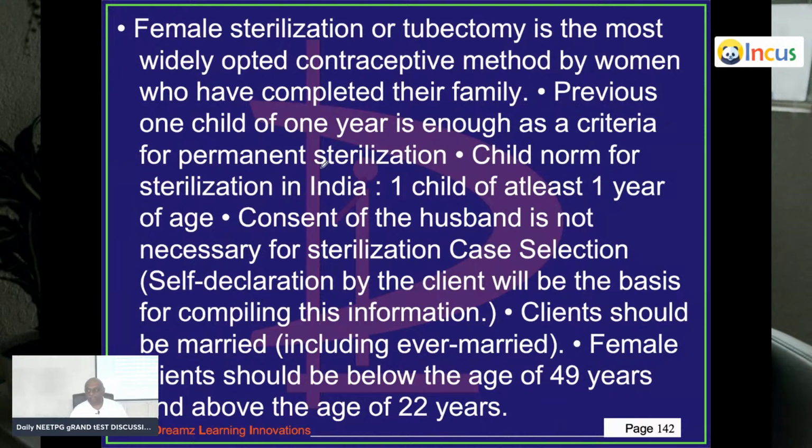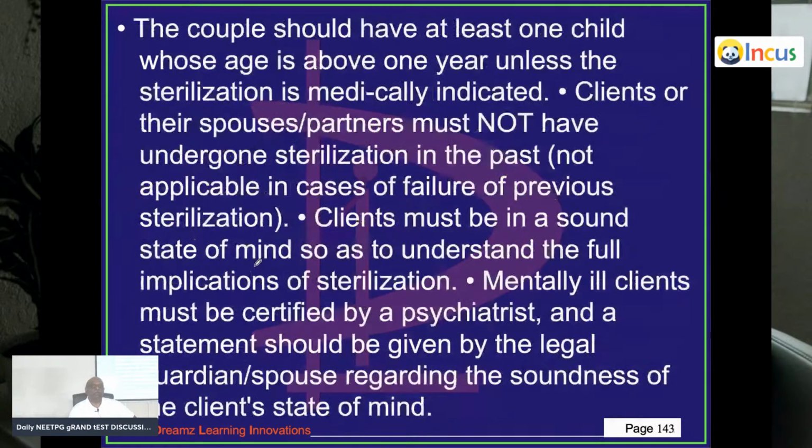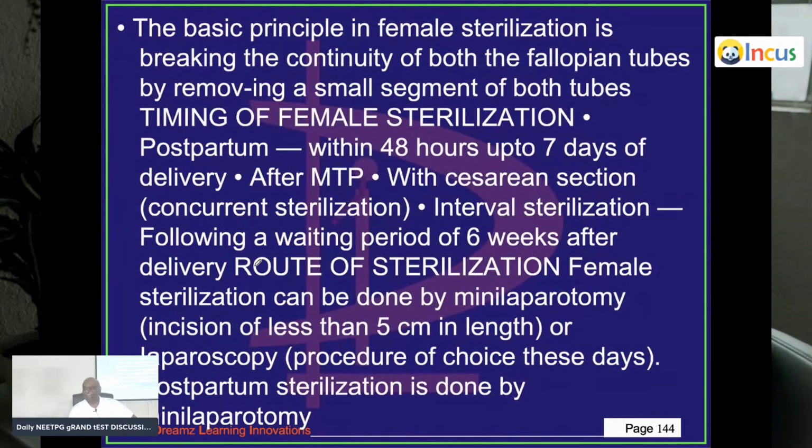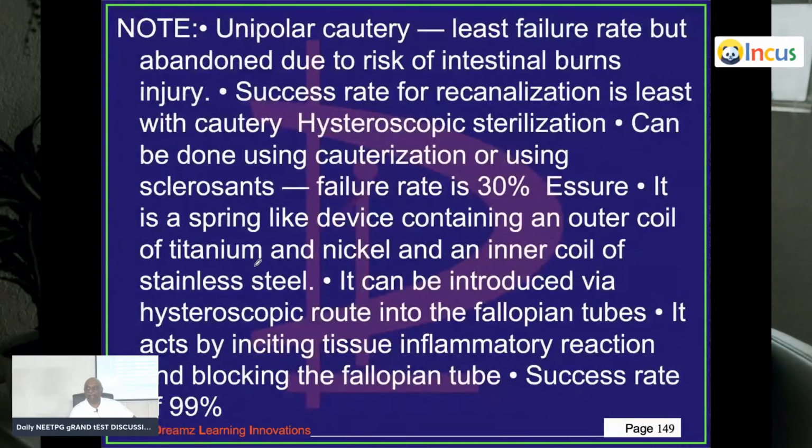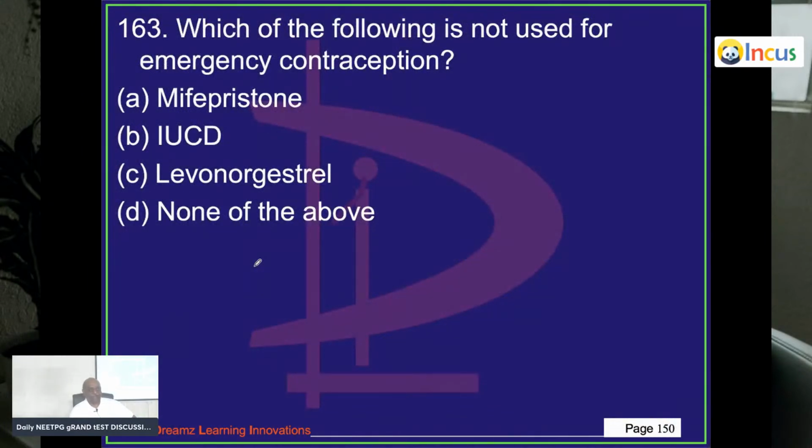Previously, one child of 1 year was enough as a criterion for permanent sterilization. The child norm for sterilization in India is one child of at least 1 year of age. Consent of the husband is not needed. He is, after all, a sperm donor. Really, what is the role of the husband except one drop of semen and a sperm? All credit goes to the woman for bringing up the child right from womb to tomb.